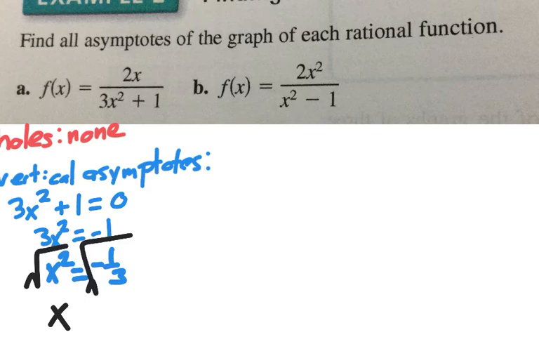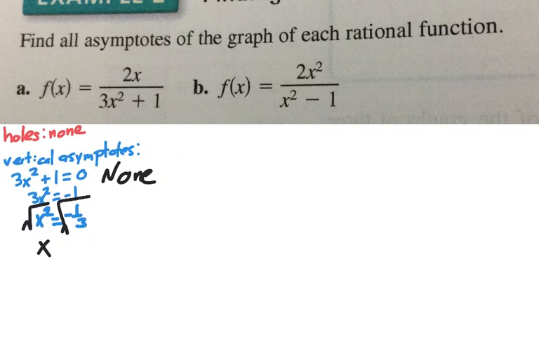Okay, well, can we graph imaginary vertical asymptotes? No, they do not go on our xy coordinate plane. That means this graph has no vertical asymptotes either. So there are no holes and there are no vertical asymptotes.